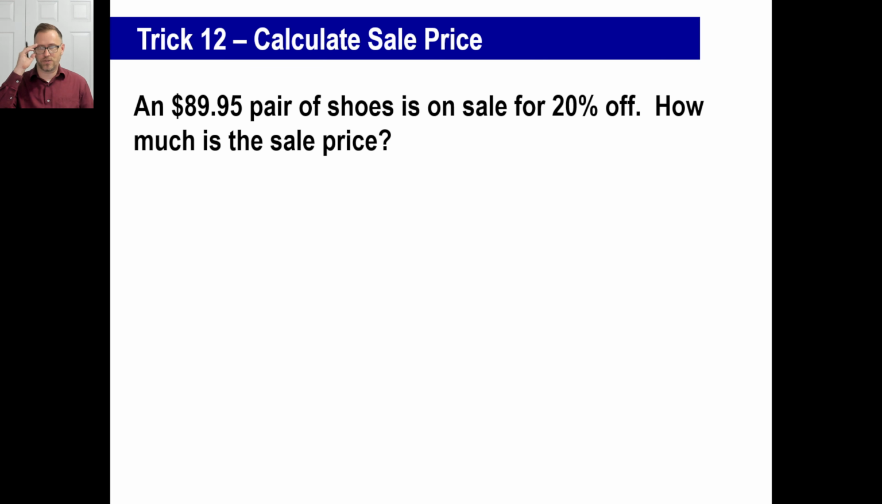Try another one. An $89.95 pair of shoes is on sale for 20% off. How much is the sale price? Let's just say 90. It's on sale for 20% off, so what percent are you actually paying? 80%, right? So we have 90 times 80%. Don't forget, 9 times 8 is 72. That's what you're paying, basically. Round it up a little bit.